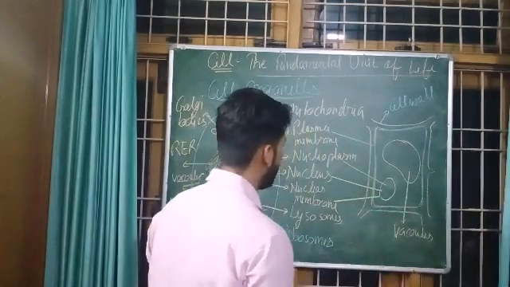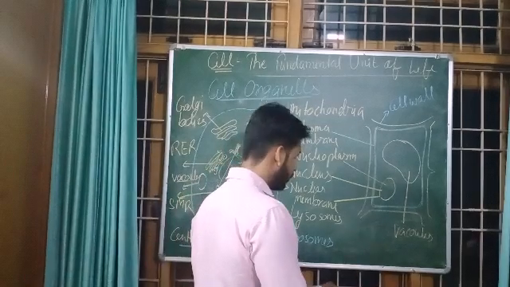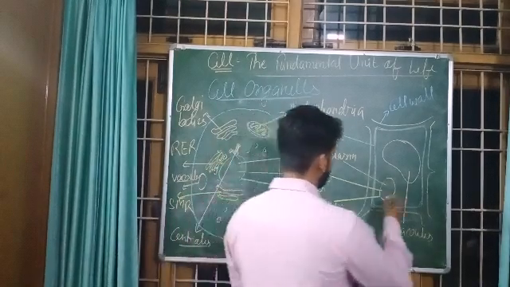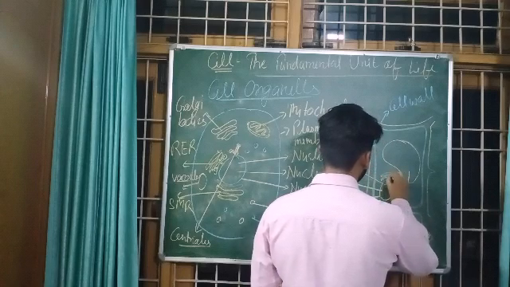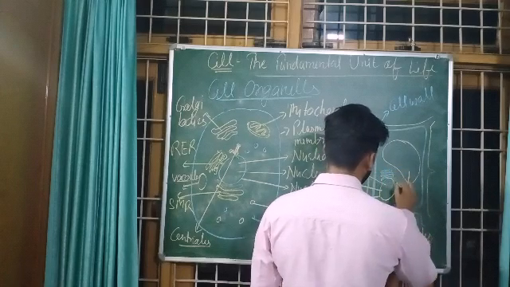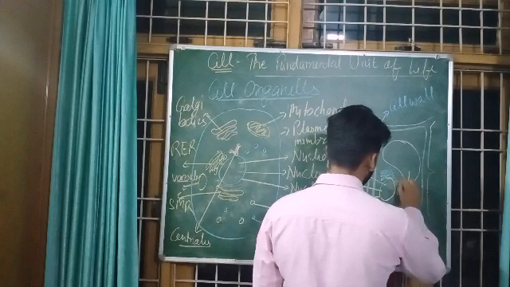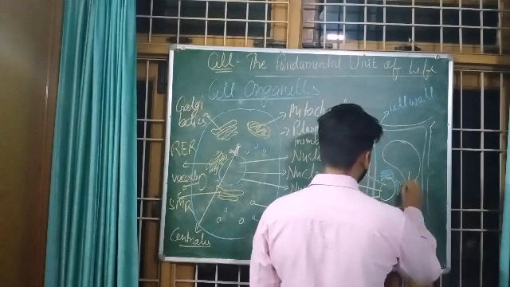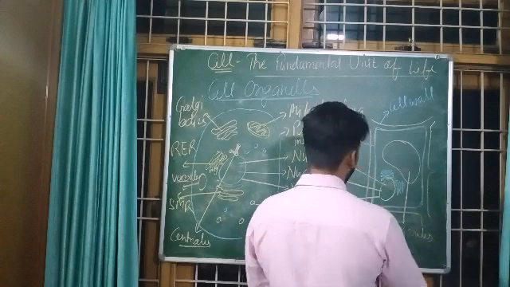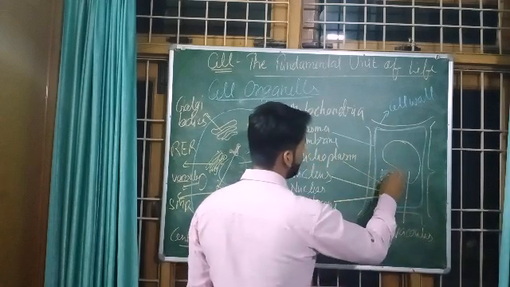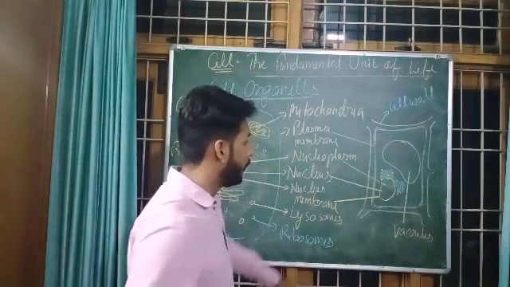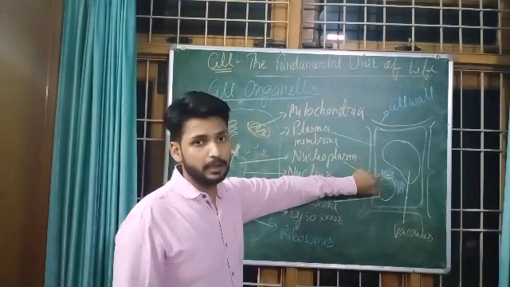Vacuoles are very large in size. Next, you can see endoplasmic reticulum is present. Smooth endoplasmic reticulum and rough endoplasmic reticulum. How can we identify smooth endoplasmic reticulum and rough endoplasmic reticulum? With the help of ribosomes present on it.